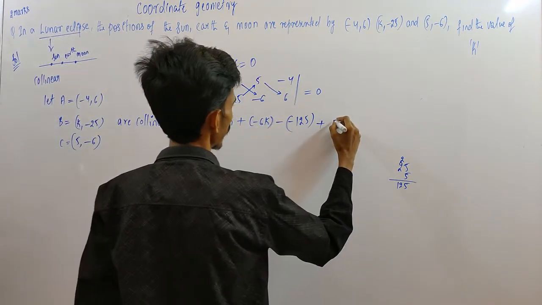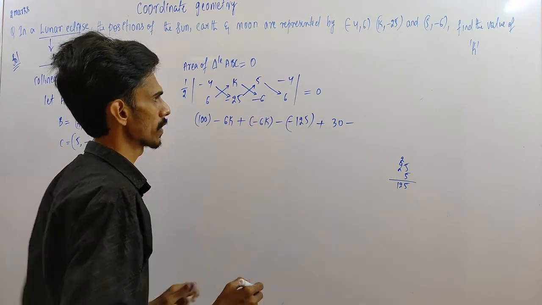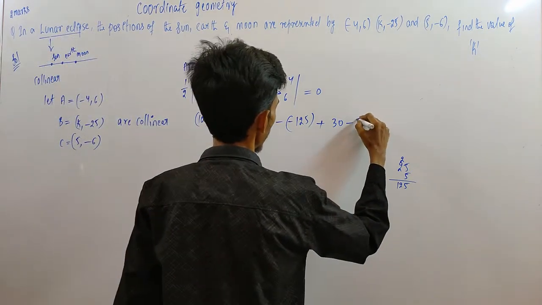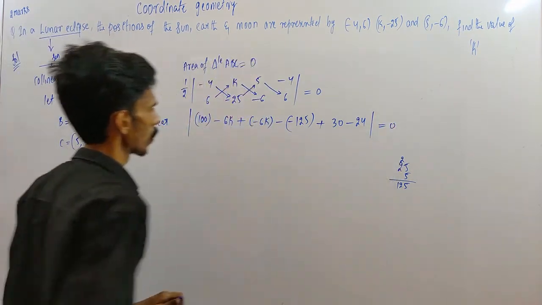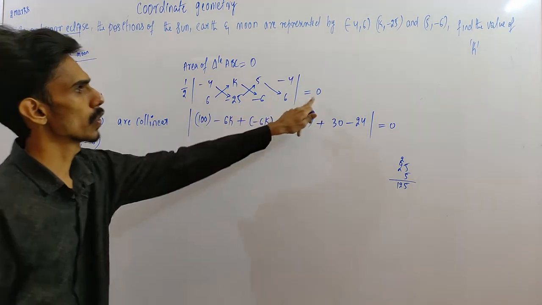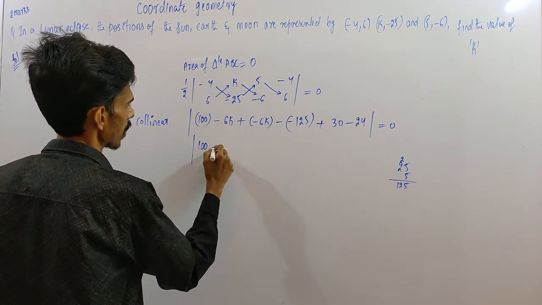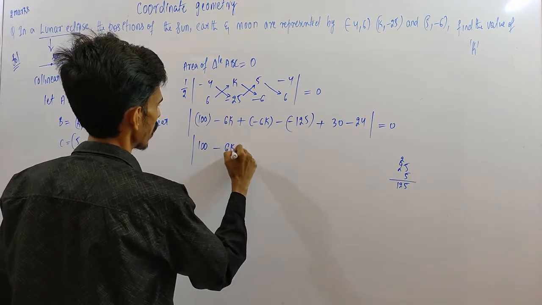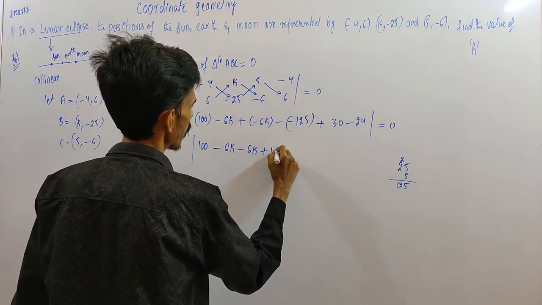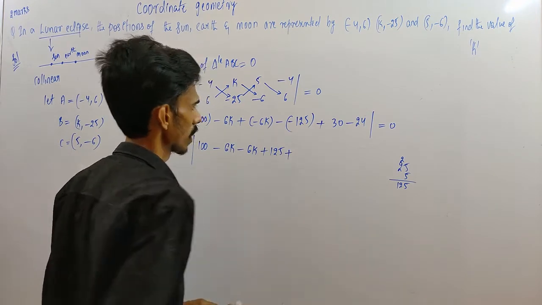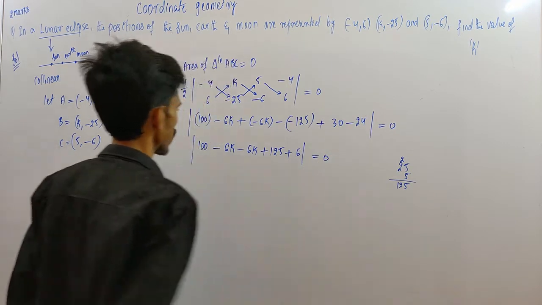5 into 6, we have 30, minus 6 into minus 6, minus 4, we have 24. So we have 24 mod equal to 0. Don't write 1 by 2, 2 into 0 is already 0. So we have 100 minus 6k, plus into minus we have minus 6k, minus into minus we have 125 plus 30 minus 24, we have 6, equal to 0.